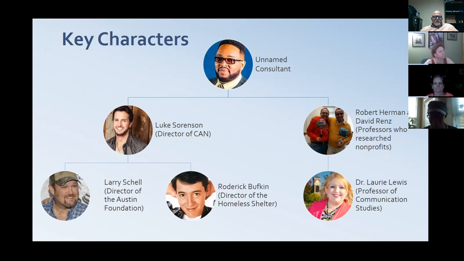As we're looking here, of course, Luke gave the information. Then they went ahead and read some of the work of Robert Herman and David Renz, professors who research nonprofits, which to me I've always found interesting. When you're actually reading research, it has a tendency to either be very current or not current at all.